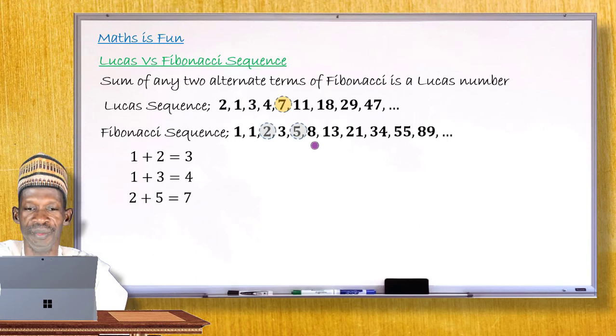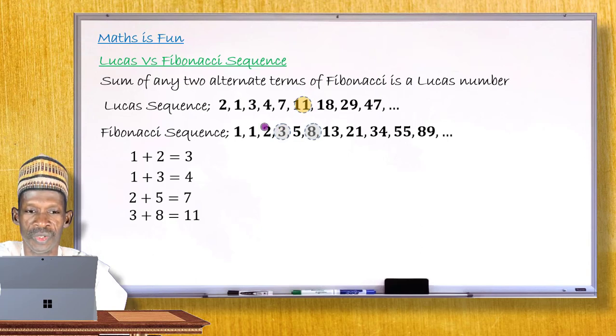And let me just take one more. 3 and 8. If you add these alternate terms, 3 and 8, it gives answer 11. And you can see 11 is a term in your Lucas sequence. I believe those that are familiar with the Lucas and the Fibonacci sequence will not mind noticing this very, very strong relationship between the two sequences of numbers.